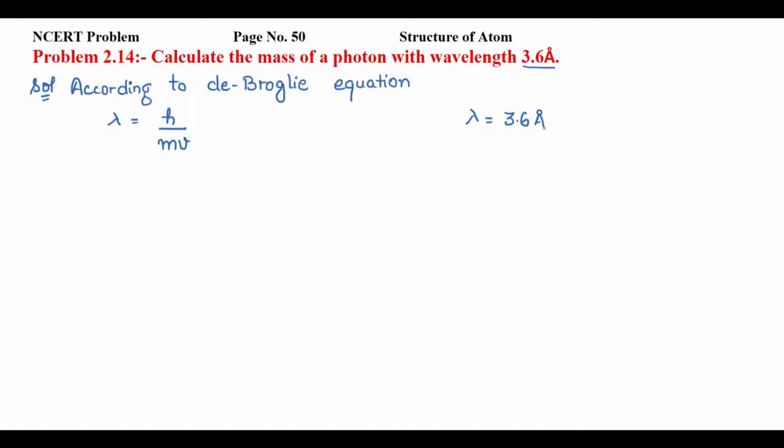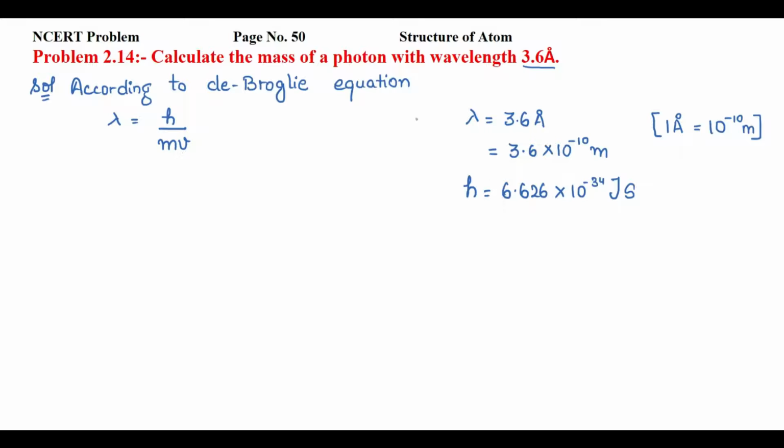So this value I have to convert in SI unit, right? So I know that in 1 angstrom we are having 10 raised to power minus 10 meter, right? So in bracket you can write over here 1 angstrom equal to 10 raised to power minus 10 meter. This H is Planck's constant, 6.626 into 10 raised to power minus 34 joule second, right?